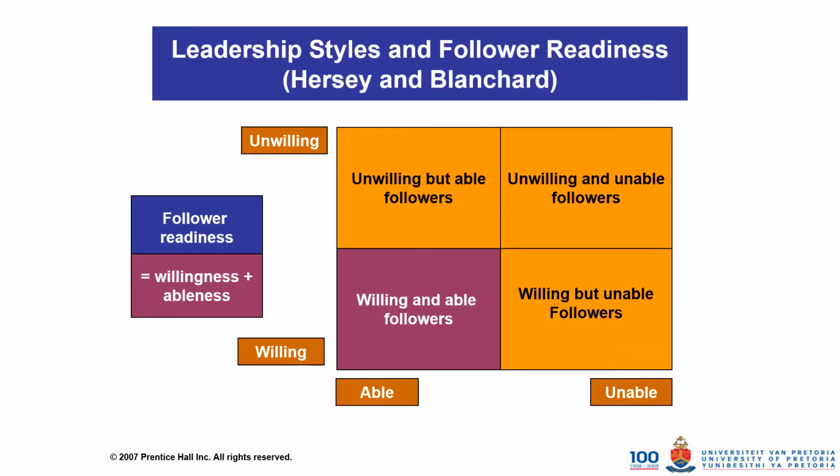Here the behavior of the followers is plotted in 4 quadrants. In the left bottom quadrant, the followers are willing and able. In the bottom right quadrant, they are willing but unable, so they are not as task mature as in the left bottom. In the top right hand corner, the followers are both unwilling and unable, so they're not motivated and they can't really do the task. And in the top left, they are unwilling but able.